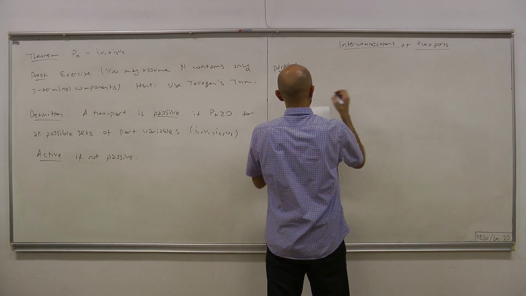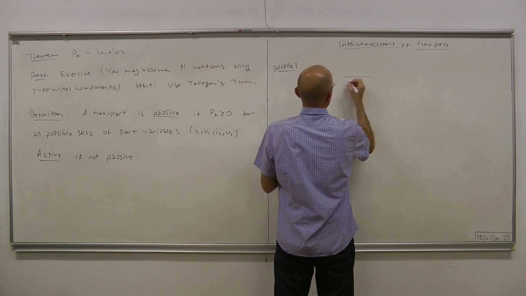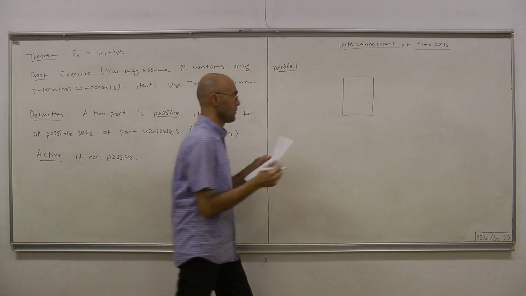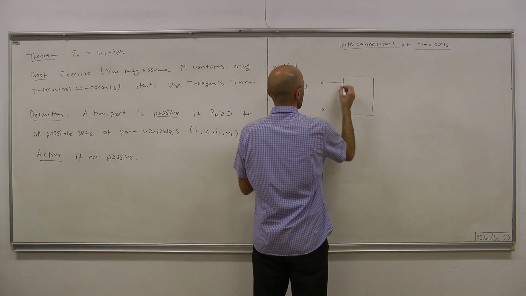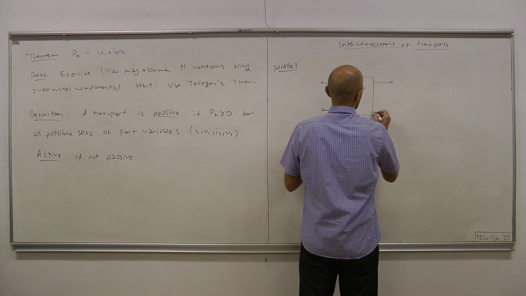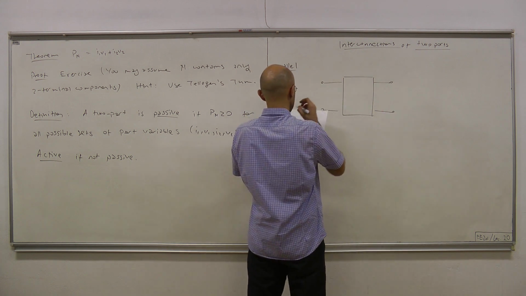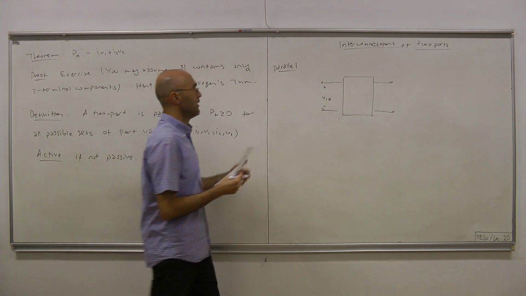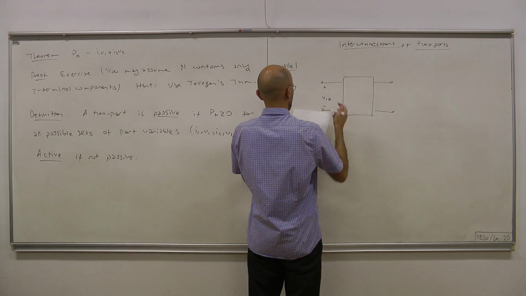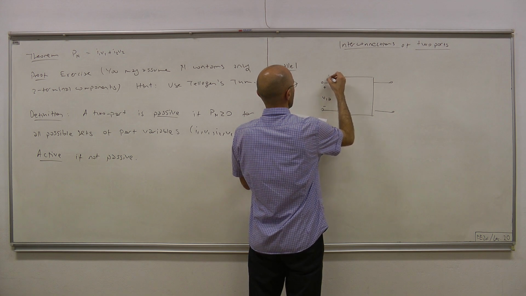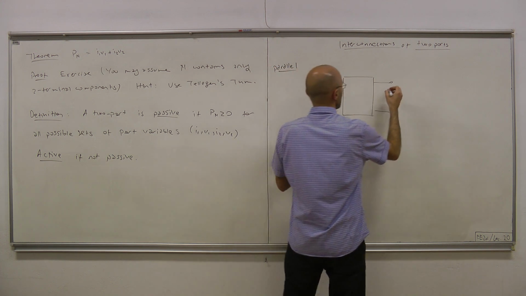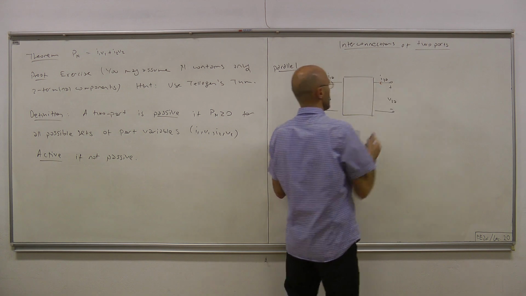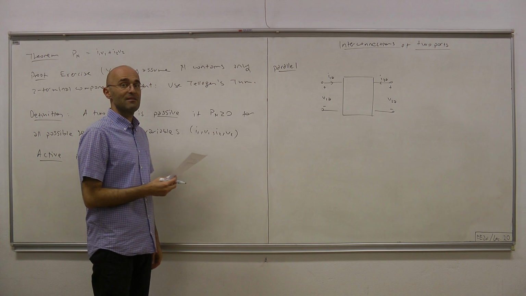So by parallel connection, we mean the following: you have the 2 port here. Okay. And the port variables are labeled as V1A, I1A, V2A, and I2A. Okay, so let this be 2 port A.